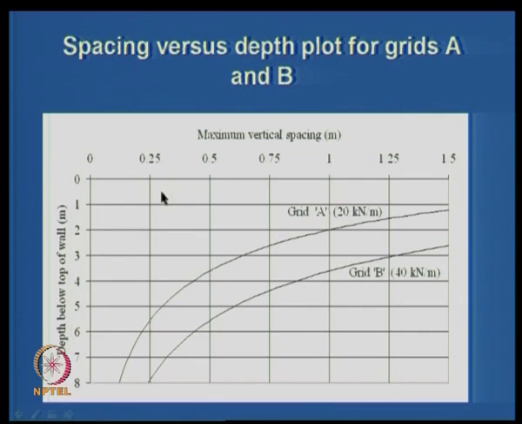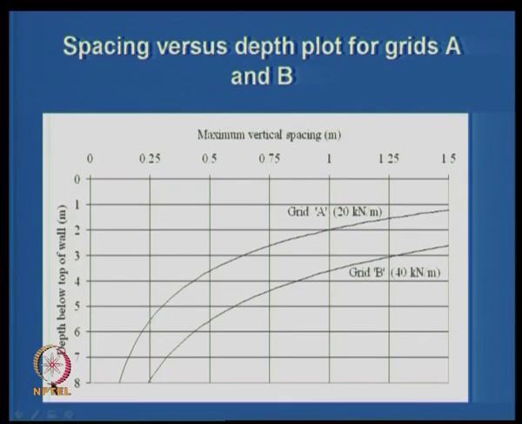What it means is that if you are using a geogrid A, which is somewhat weaker compared to this 40 kilonewton one, which is bigger and stronger. So, you can have 0.25 spacing up to a depth of about this much length. So, here grid A, 20 kilonewton per meter, you have to go for lesser than, which is not possible here.